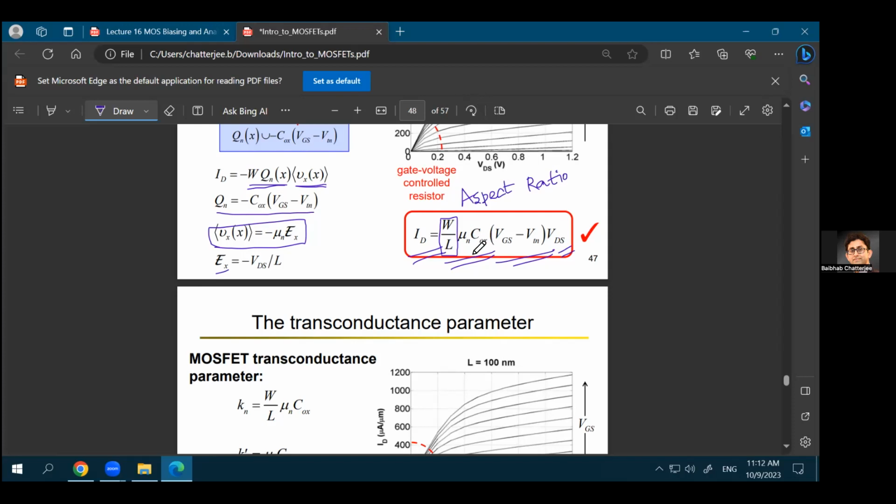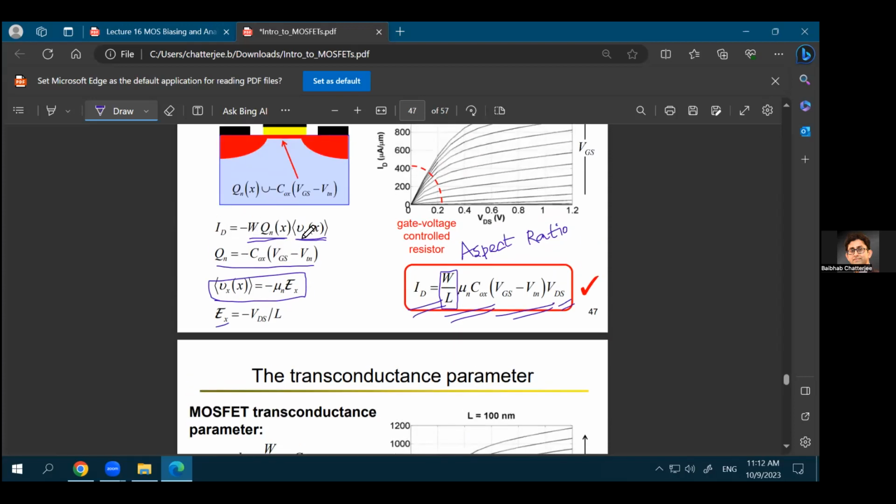That multiplied with mu n times Cox. I'm not doing the entire derivation, it's just that you basically put these values over here, so this is your ID current equation. You put all these values which are written below this equation to come up with the equation on the right hand side. Okay, so mu n times Cox, the mobility times the oxide capacitance per unit area.